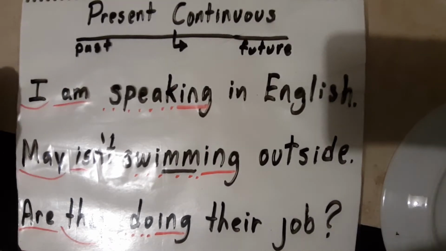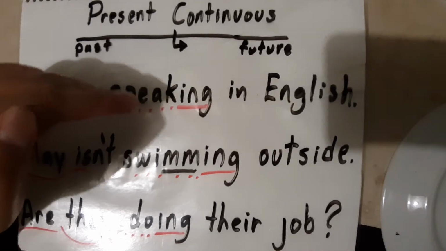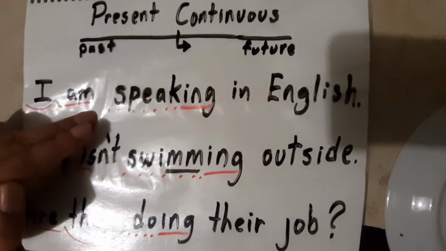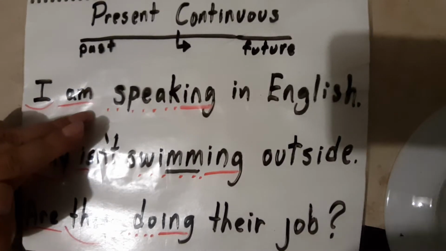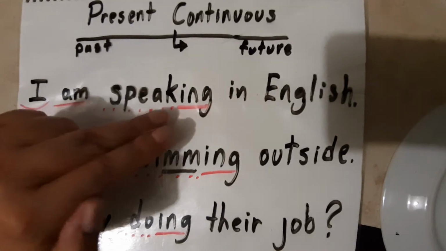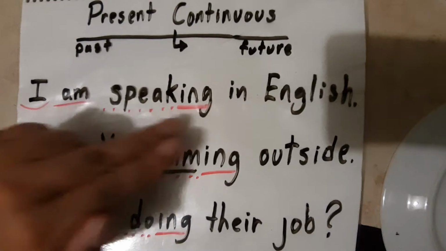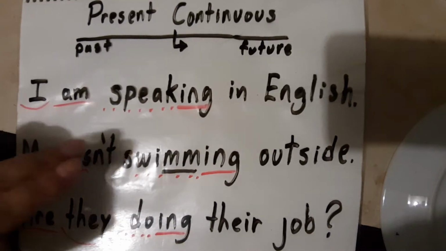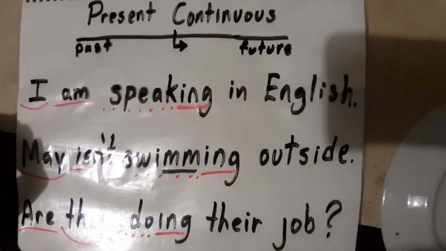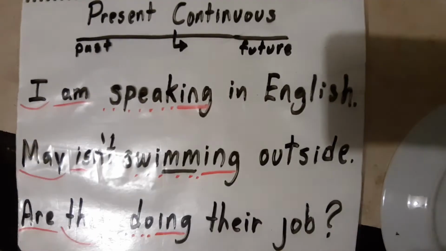This first example is: I am speaking in English. I, the subject; am, the corresponding form of the verb to be; speaking, the verb speak, but with the ending ing. So this is a gerund. In English, this is a complement, okay? When you say I am speaking in English, there are two main situations where you could say this.